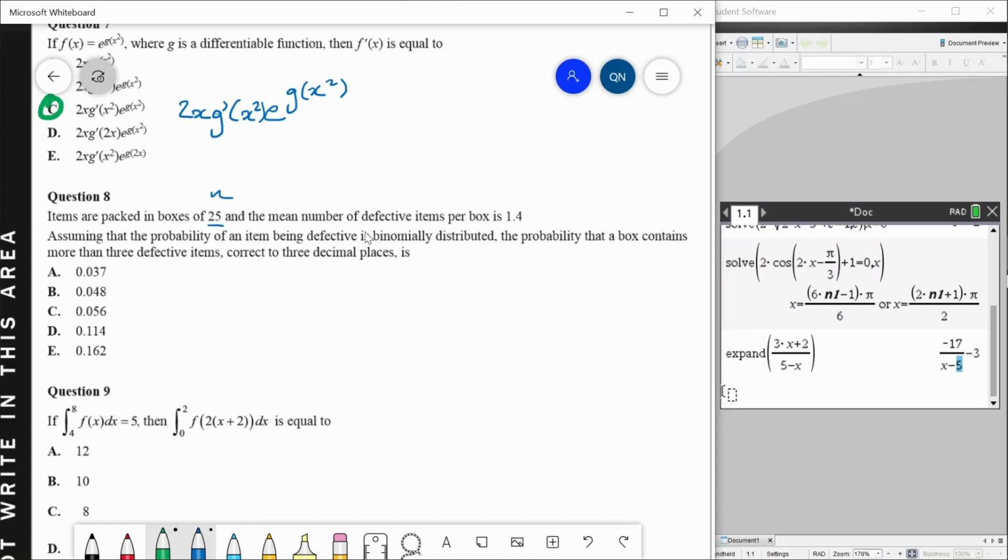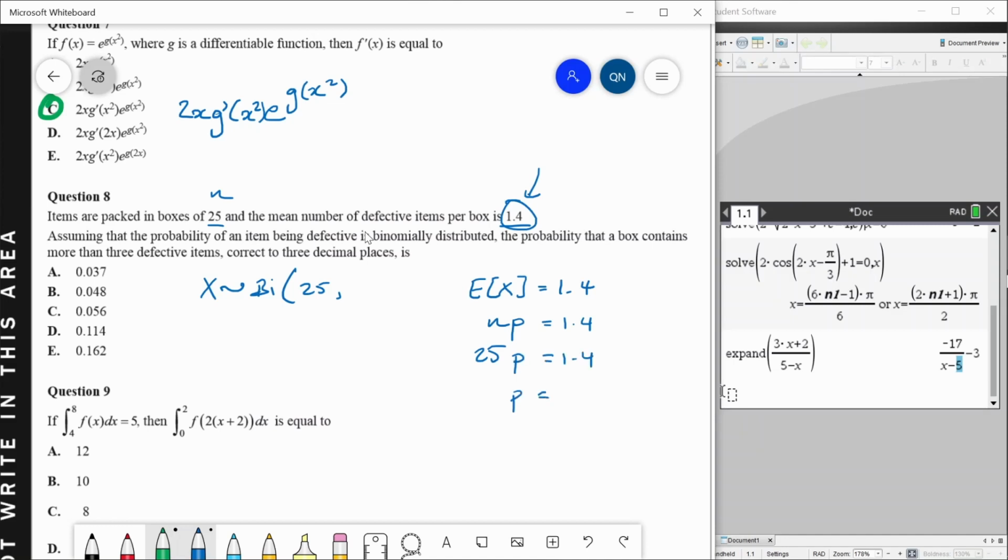The mean number, this is the average. So if we say x is binomial, and we want some n and some p over here, we know n has to be equal to 25, right? And when we're given the mean number of these, or in other words, E of x, has to be equal to 1.4. How do you get E of x? It's n times p equals 1.4, but n is 25, so 25p equals 1.4.